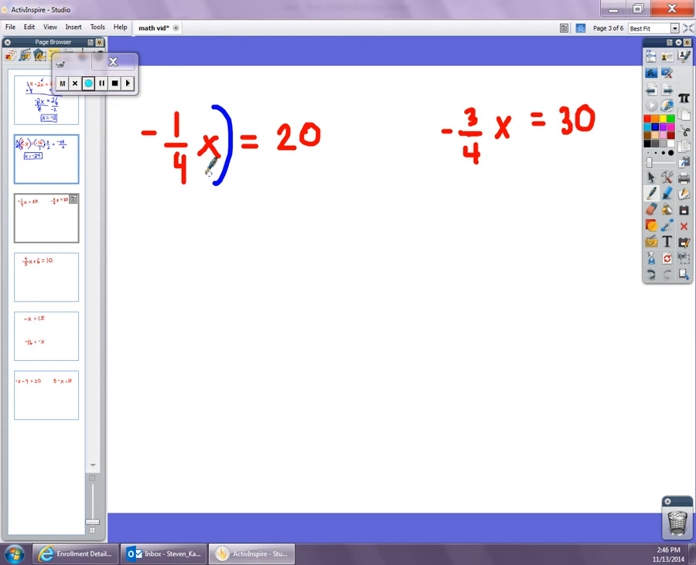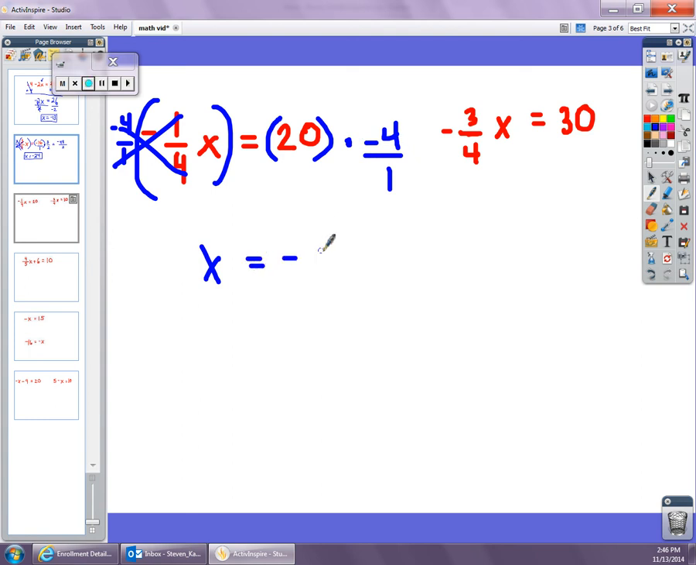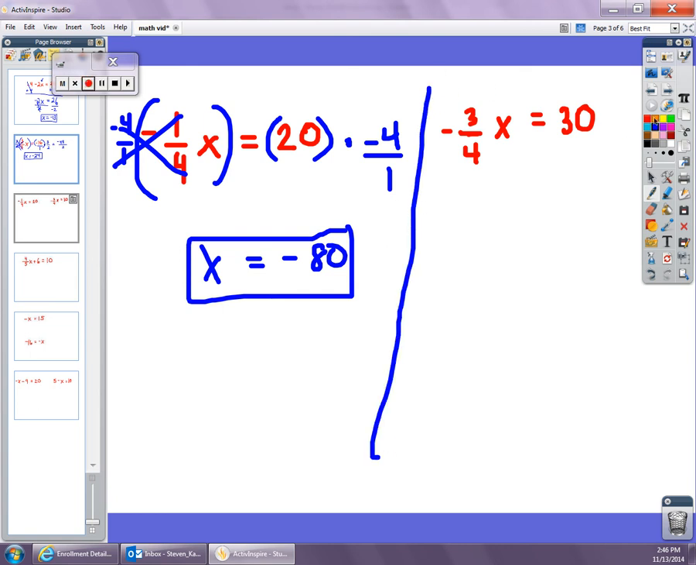For this problem, we would have canceled out the negative 1/4 by multiplying by negative 4/1, the reciprocal of this fraction. That's going to leave you with x, and if you multiply one side by negative 4/1, which is really just multiplying by negative 4, 20 times negative 4 is negative 80, and that's what x equals. Next problem, draw a line through it. Next problem, it was negative 3/4, so the reciprocal of that is negative 4/3.